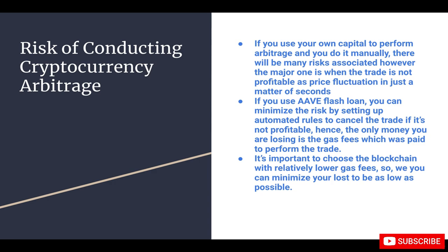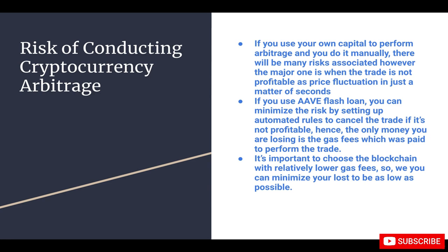If you use an Aave flash loan, you can minimize the risk of losing money by setting up automated rules to cancel the trade if it's not profitable. Again, as I mentioned in the last video, in the smart contract, if it's not profitable, it will automatically cancel the transaction. It never occurred in the first place, since Aave will not lend money to a borrower who doesn't have the ability to return the money back to Aave. Hence, the only money you're losing is the gas fees which were paid to perform the trade.